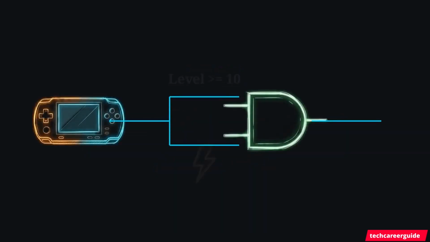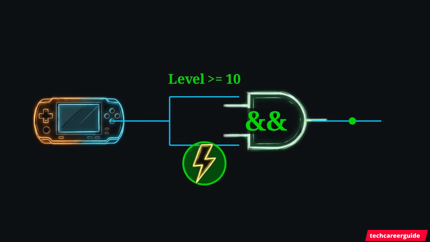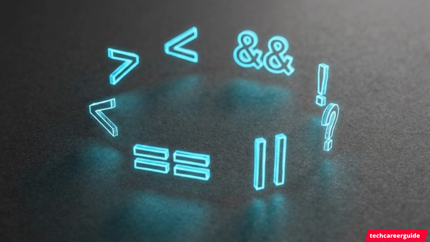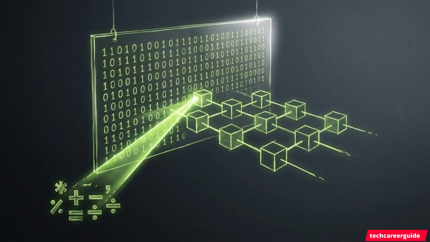Sometimes you need to check multiple rules. In a game, maybe you can only enter a new area if you are level 10 and you possess a specific power-up. We use logical operators for this. The double ampersand means and. Data passes through only if both requirements are met at the same time. These comparison and logical operators act like the senses of your software. They allow it to read its environment, verify facts, and prepare to take the next step.